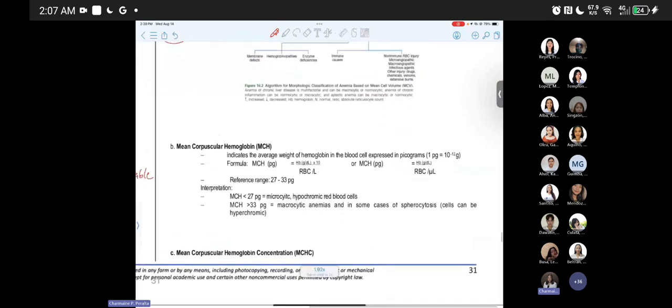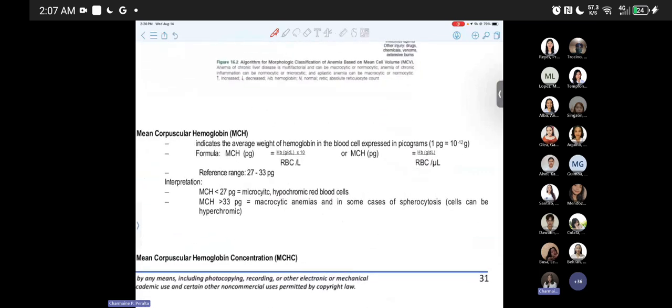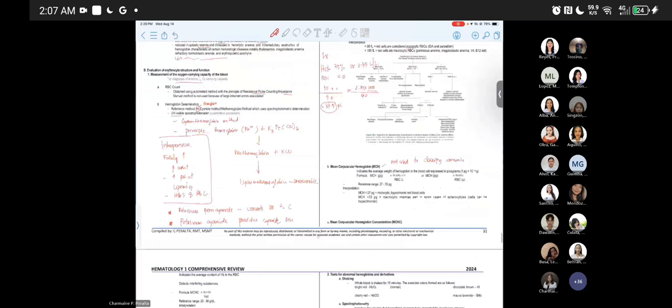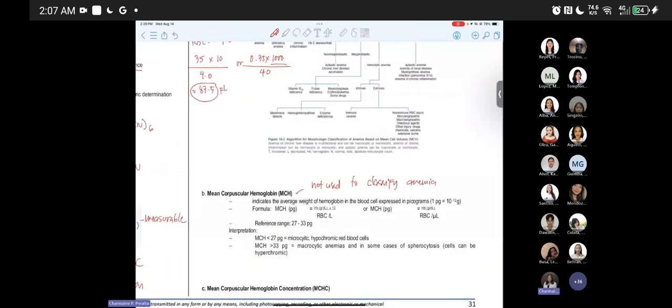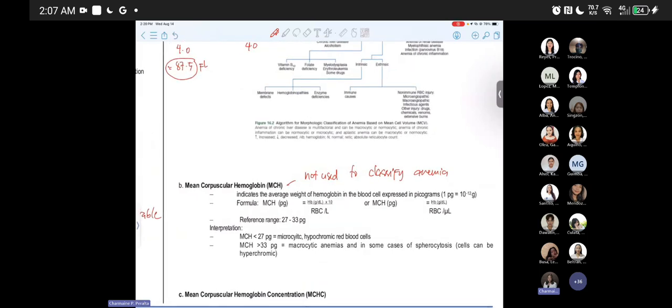Okay, next, MCH indicates the average weight of hemoglobin in a blood cell, expressed in picograms. Actually, MCH is not used to classify anemia. We classify anemia according to the three indices, and MCH is not commonly used for that. The formula of MCH is hemoglobin in grams per DL times 10 divided by RBC.